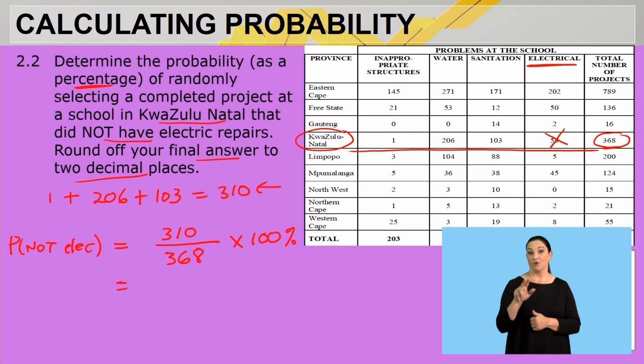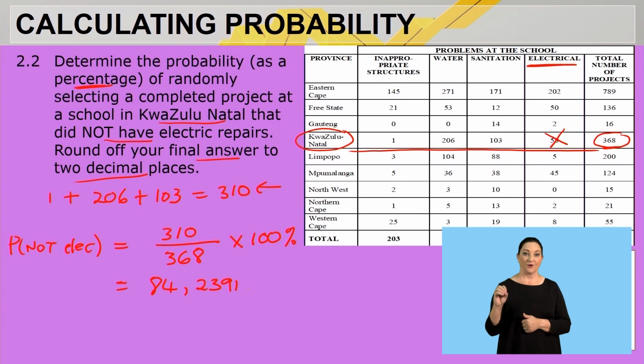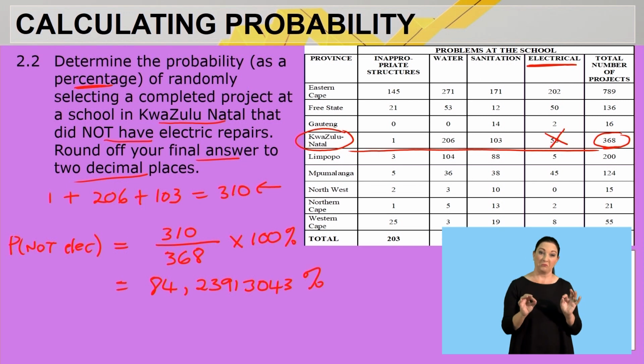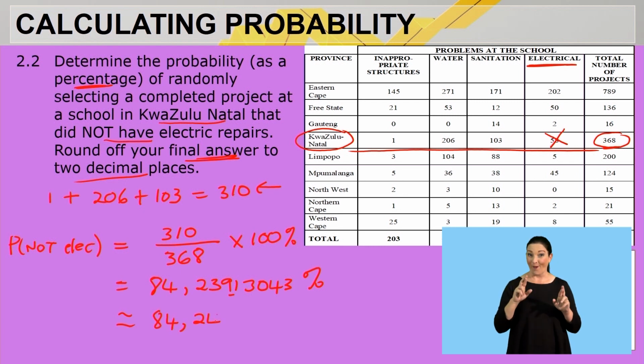So this gives me an answer of 84,2391,3043%. Make sure you copy correctly. And then one last thing, I have to round off my final answer to 2 decimal places. Remember, when we round off to 2 decimal places, I look at the third digit after my decimal. So that is 9, which is more than 5. So therefore, this 3 here needs to change to a 4. So it will become 84,24%. Guys, I hope that all makes sense. I had to round off my answer to 2 decimal places.